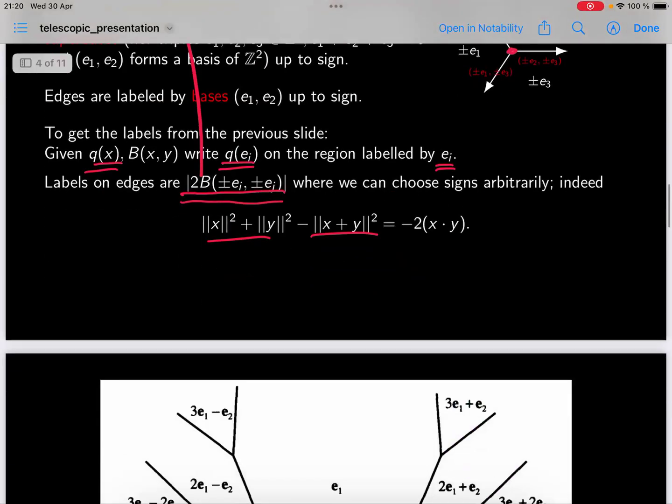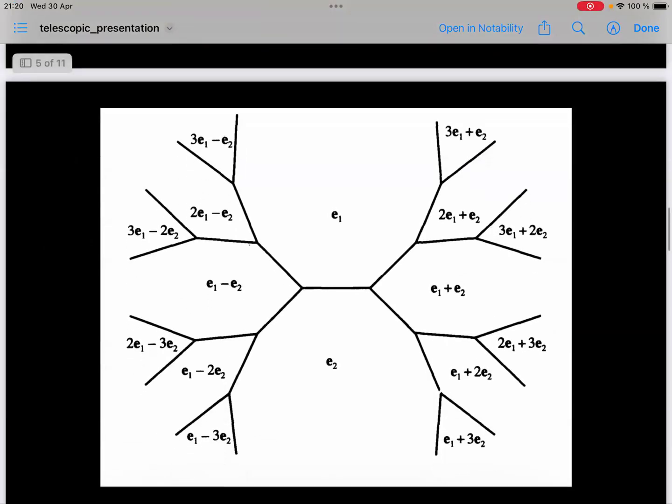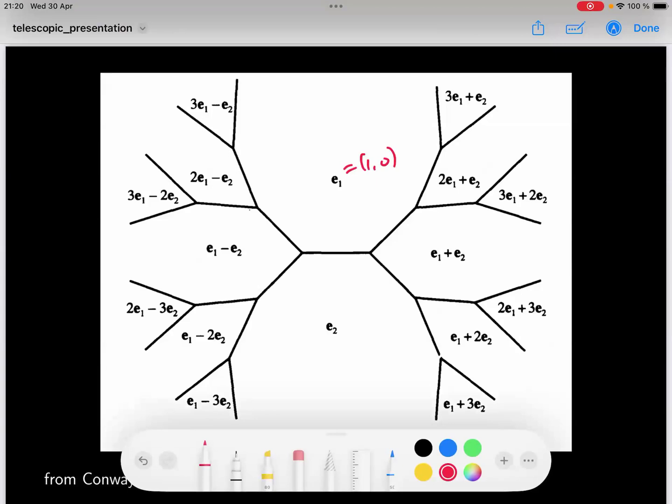Okay, now just some pictures. So here's the picture of how to draw the topograph. That's a picture from Conway's book, The Sensual Quadratic Form. It's a very nice book, and the topographs are just a very small part of it. So how to draw a topograph? Just start with any basis, for example, the standard basis. E1 is just (1, 0), E2 is (0, 1). Oh, actually, maybe not a basis, just two letters, E1 and E2, symbols.